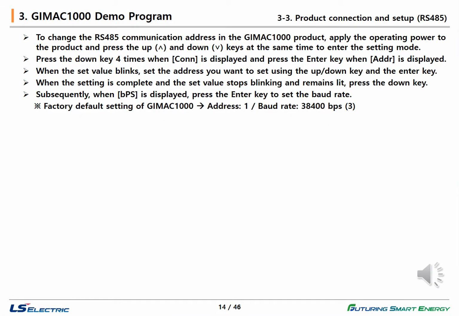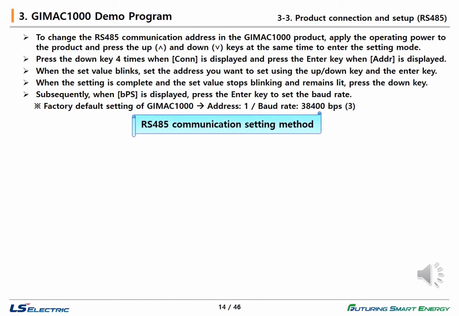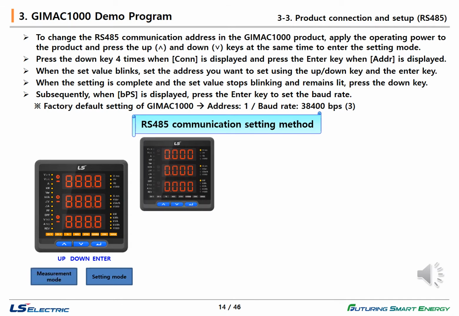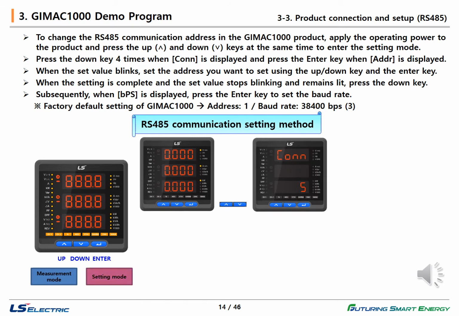Next, let's talk about the setting on the RS485 product. Likewise, Internet product, communication address, and communication speed of GMAC1000 RS485 product can be changed by entering setting mode. The change method is as follows. First of all, apply power to the product, and when booting is completed, press up and down keys at the same time to enter the setting mode, where con is displayed.